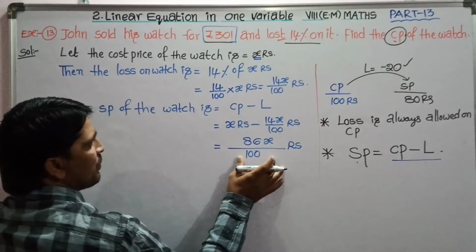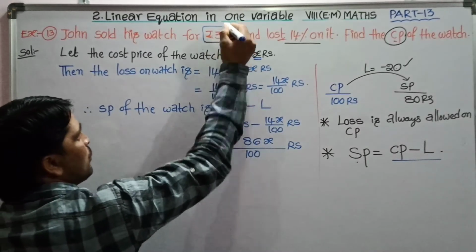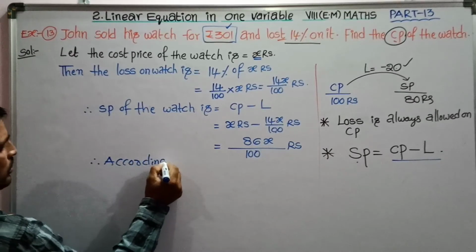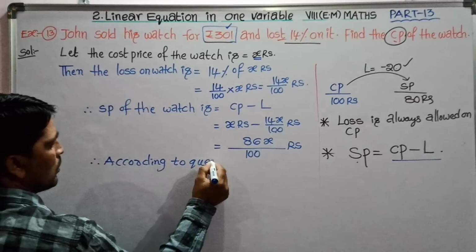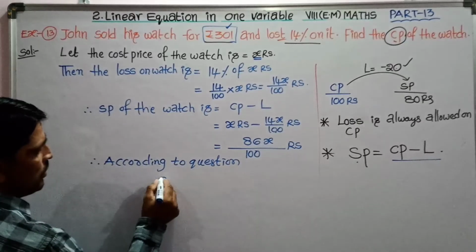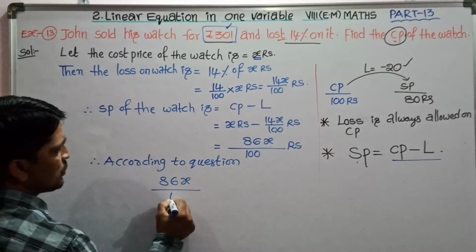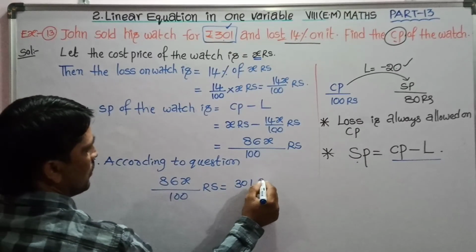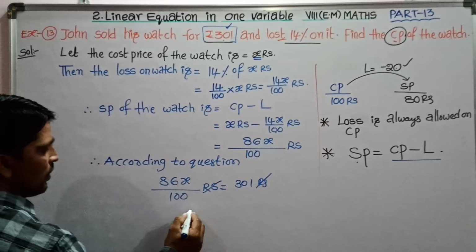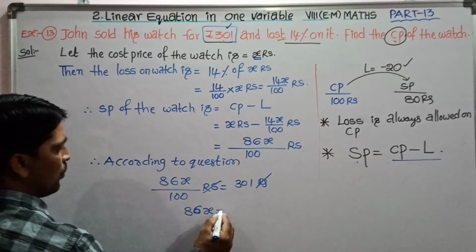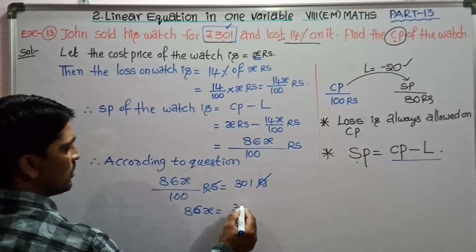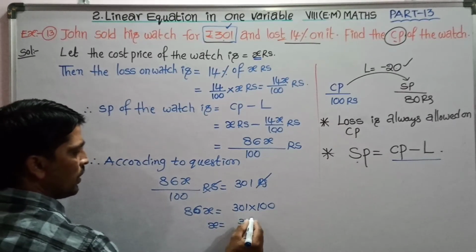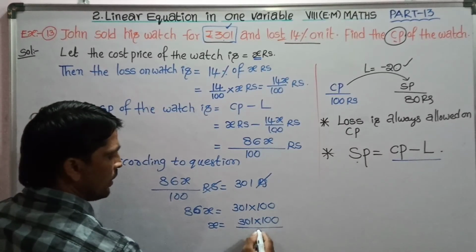But this is the selling price of the watch. According to the question, the selling price of the watch is 301. Therefore, according to the question, selling price 86x by 100 rupees is equal to 301 rupees. Rupees gets cut. That is 86x equals, transposing 100 to RHS, 301 into 100. Yes, x equals 301 into 100 by 86.